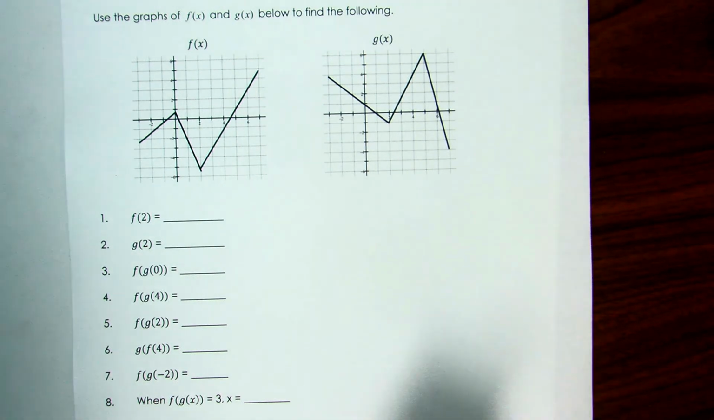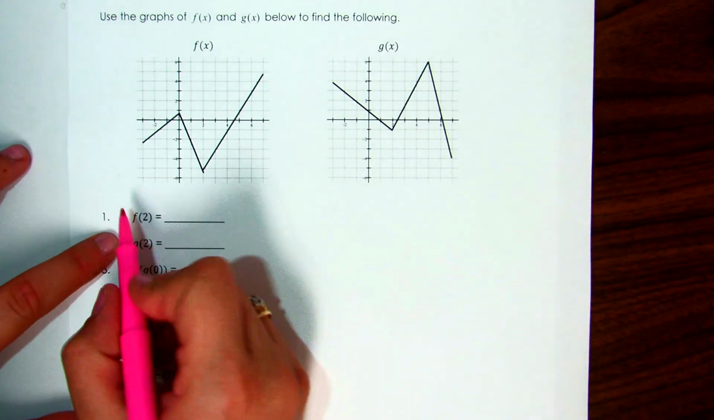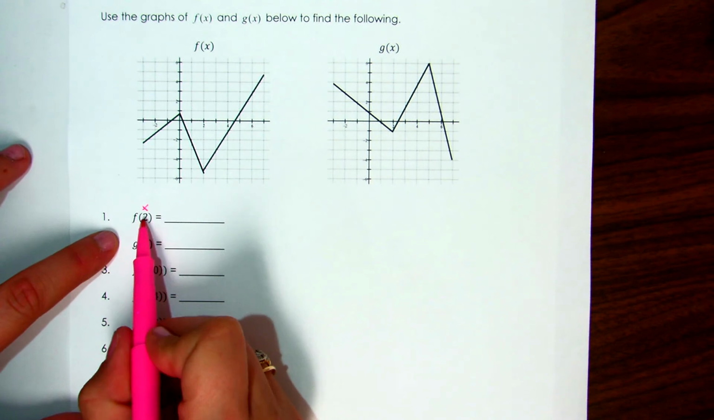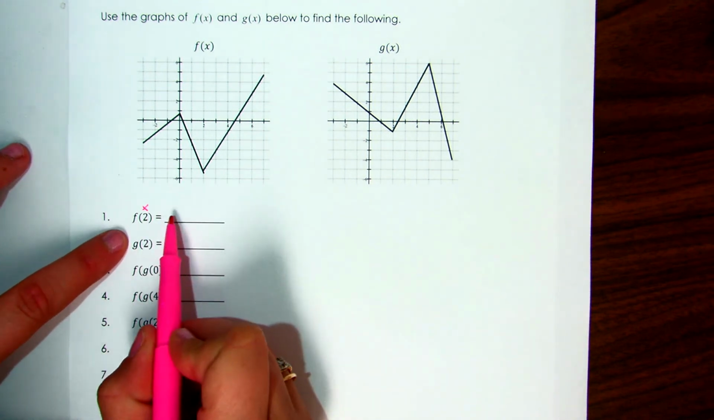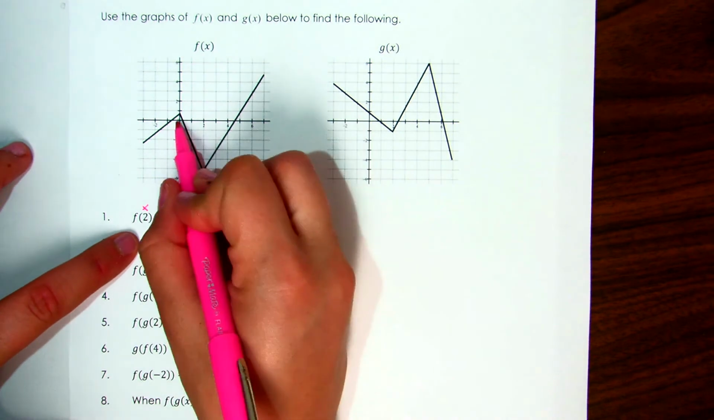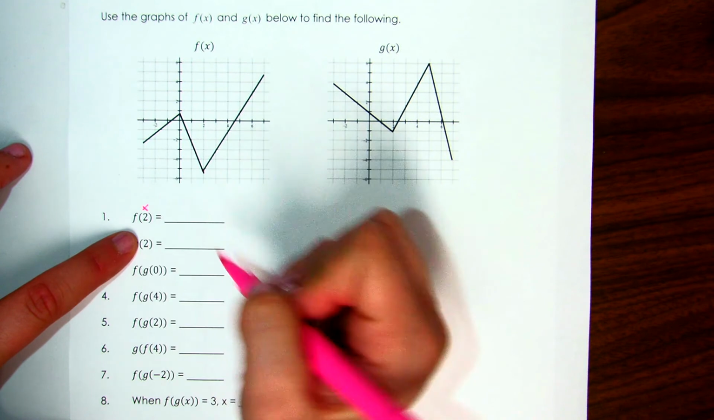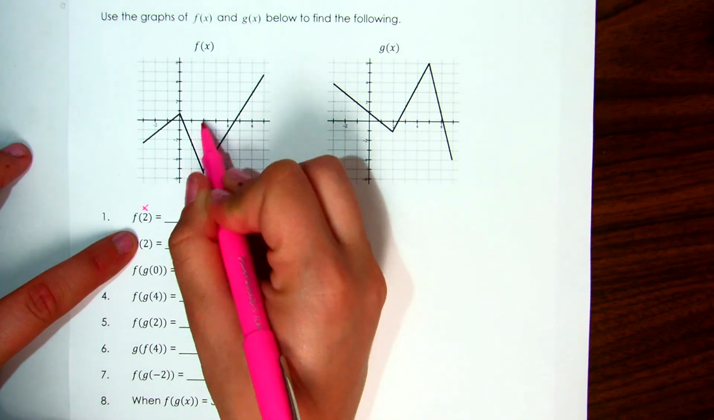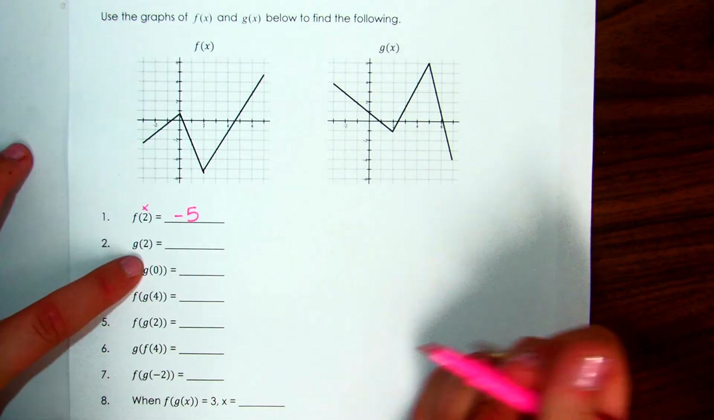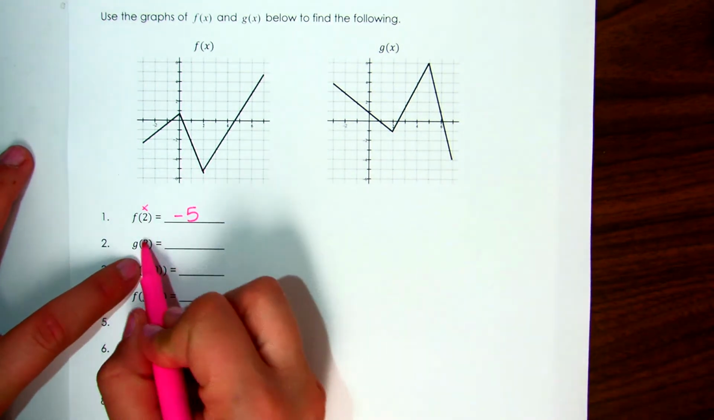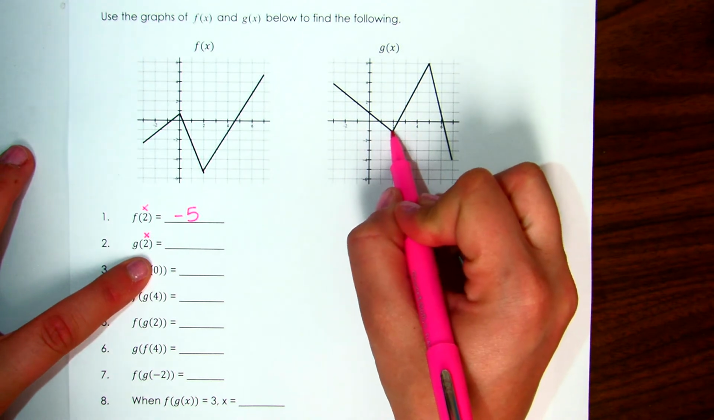Composition of functions graphically. So I'm given f of 2. 2 is where the x should be. So that means when x is 2, I'm looking for what y is. So on the f graph, I find 2 on the x-axis, and the graph has a point at (2, -5). So f of 2 is -5. On the g graph, when x is 2, the graph is at (2, -1).